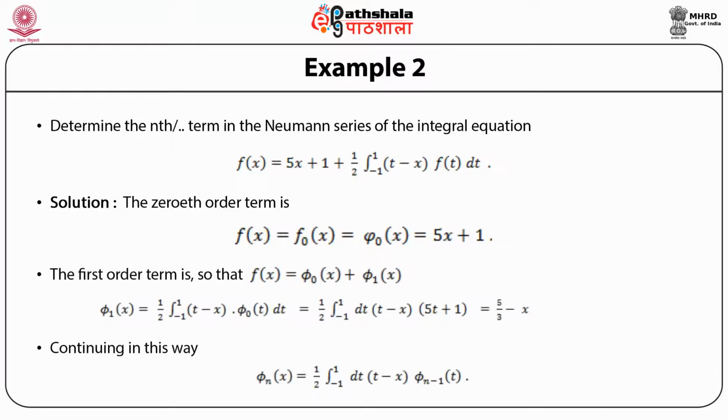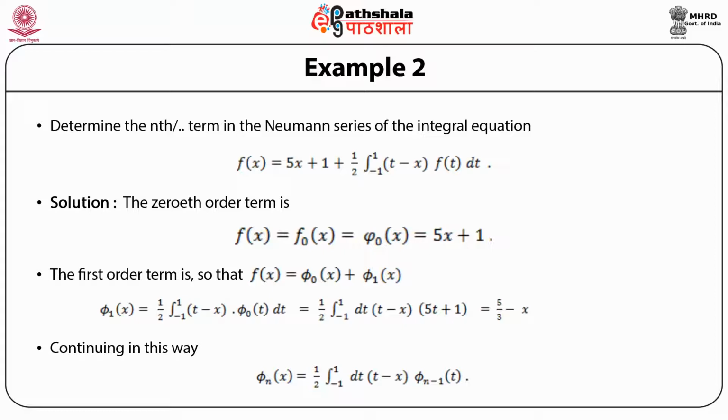The first order term is f of x is equal to phi0(x) plus phi1(x), where phi1(x) is equal to half times the integral minus 1 to 1 of (t minus x) where f(t) is replaced by phi0(t). So phi0(t) dt, but phi0(t) is equal to 5t plus 1. So this phi1(x) is equal to 1 half integral from minus 1 to 1 over dt of (t minus x)(5t plus 1). This integral can be done easily. We get 5 by 3 minus x.